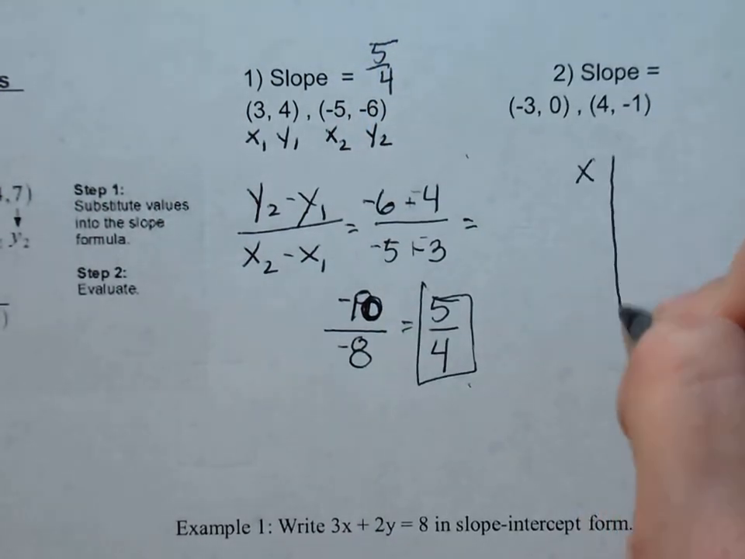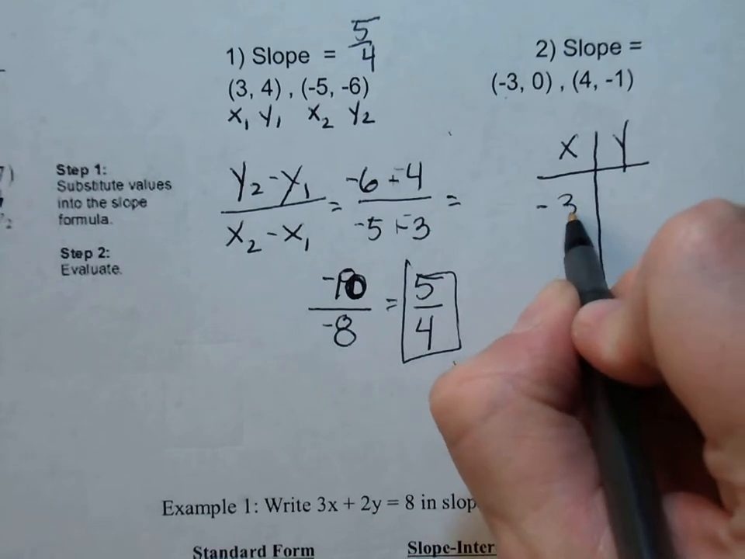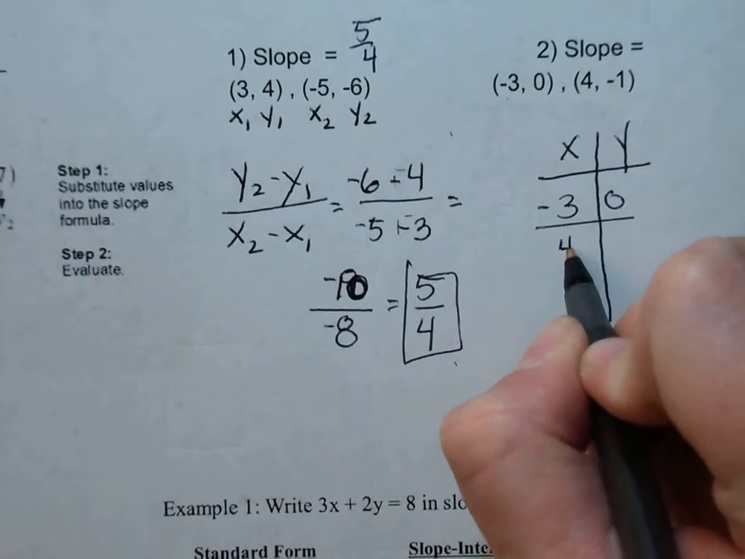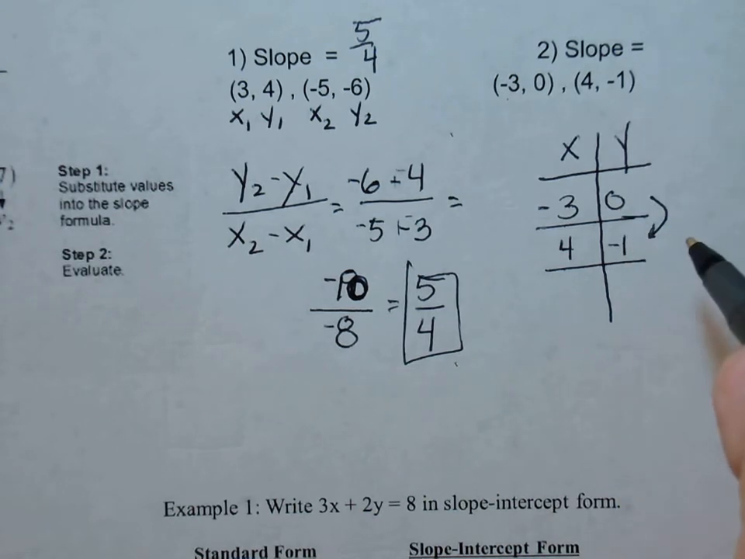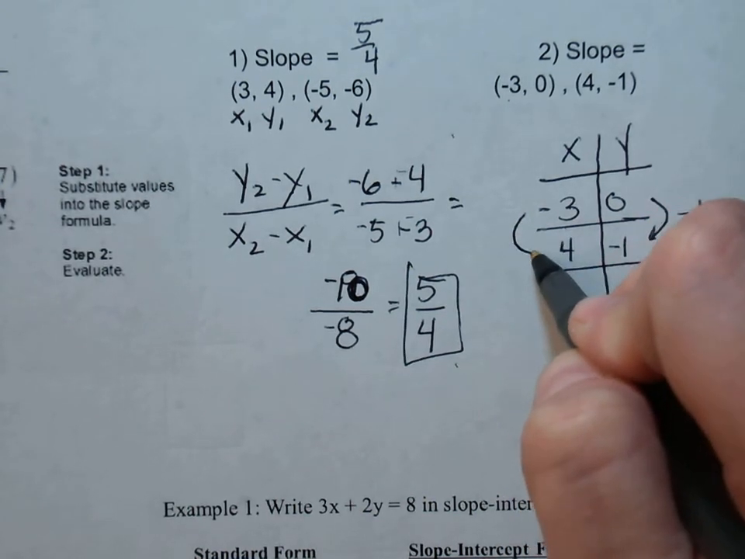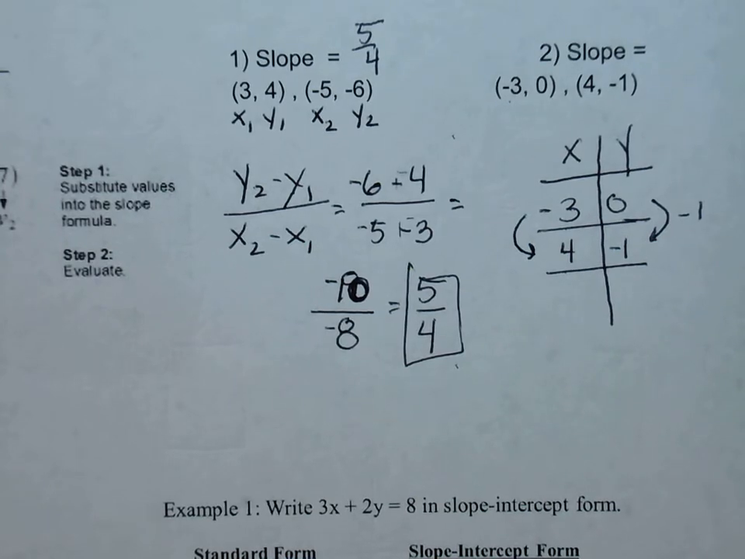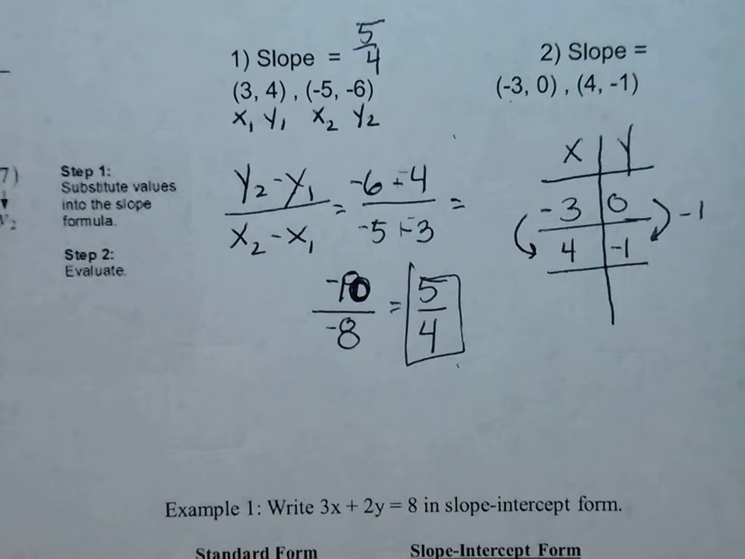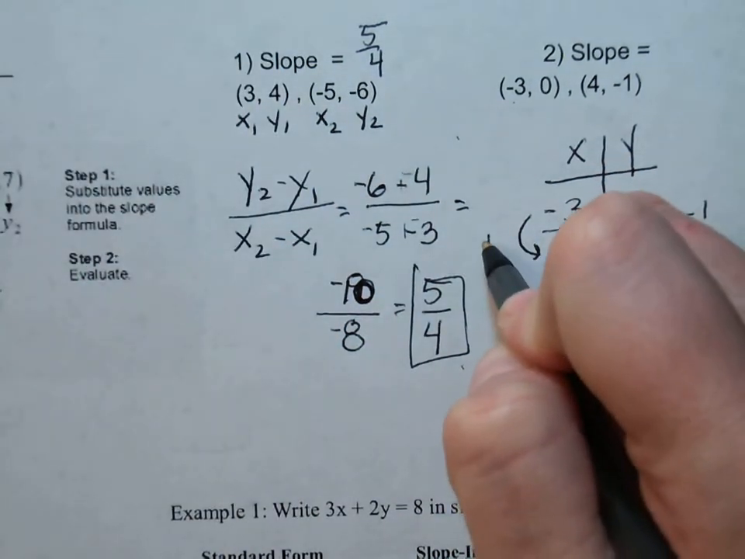If you wanted to make the table, you could put your coordinates or your ordered pairs into the table. And your first ordered pair is negative 3, 0. And you have 4, negative 1. The rule as you go from 0 to negative 1, that's minus 1. And negative 3 to 4 is negative 3, negative 2, negative 1, 0, 1, 2, 3, 4. That's adding 7.